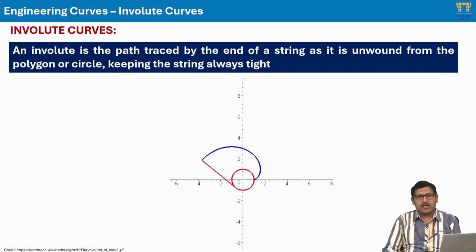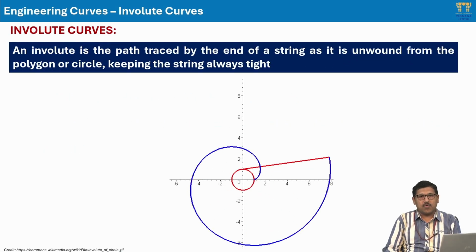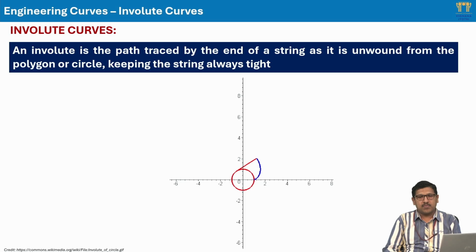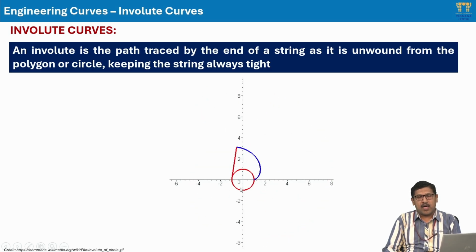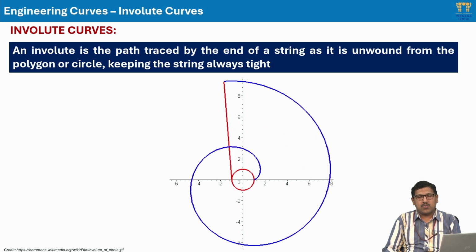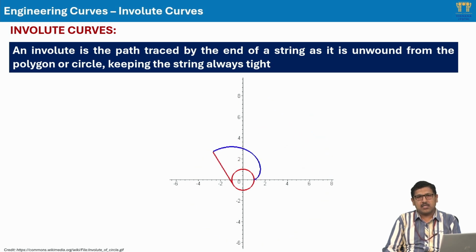So first of all, we should understand what exactly is an involute curve. Now suppose we assume that there is a circle and that circle is wound by a string. The circle will have a circumference, so that circumferential length will be the length of the string. So when we wind a string onto a circle, it can cover a distance equal to the circumference of the circle.